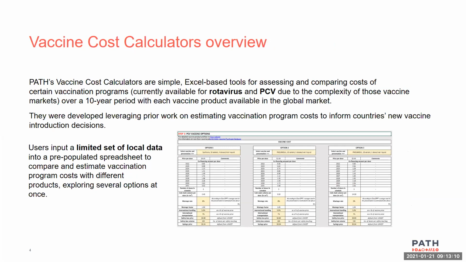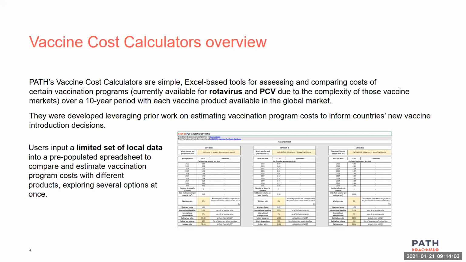So the PULSE vaccine cost calculators are simple, easy to use, Excel-based tools for assessing and comparing costs of specific vaccination programs. They are currently available for rotavirus and PCV vaccines due to the complexity of those vaccine markets. They allow for a rapid analysis of cost over a 10-year period with each vaccine product that is available in the global market. I'll say a bit more later, but we are also currently developing a similar calculator for HPV vaccines, and we are also in discussions for additional calculators for other antigens.